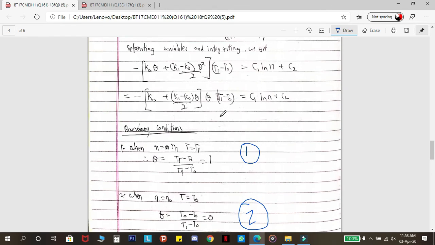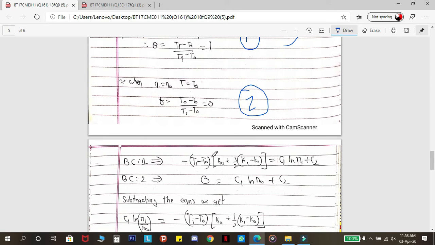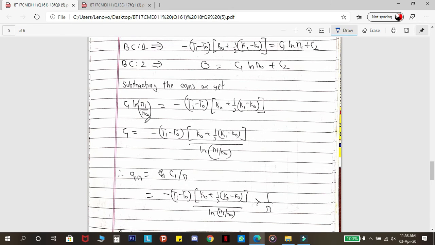Now when you substitute both these boundary conditions into this equation, we get two equations. We can solve these for our two constants C1 and C2. Substituting the first boundary condition, you get this, and the second boundary condition, you get this. Subtract these two and I get C1 from here as this. This is fairly straightforward.